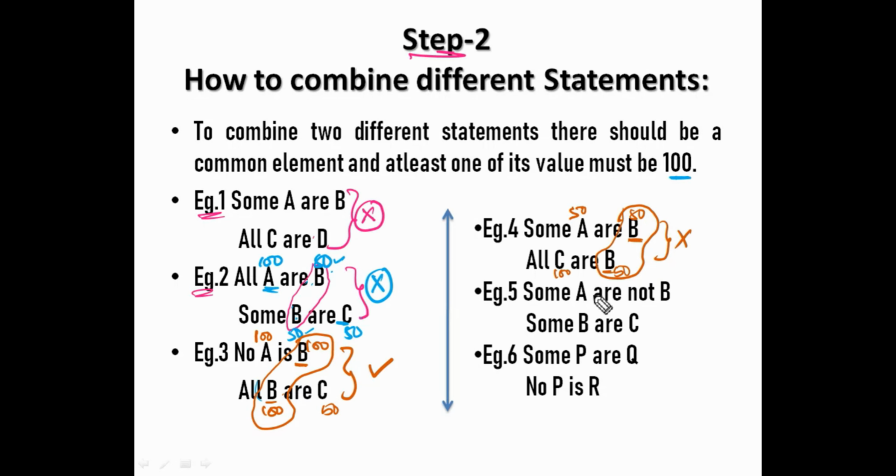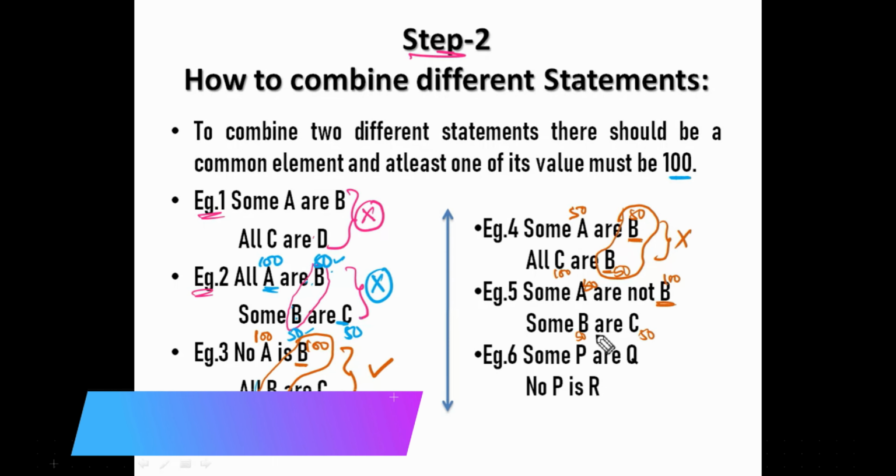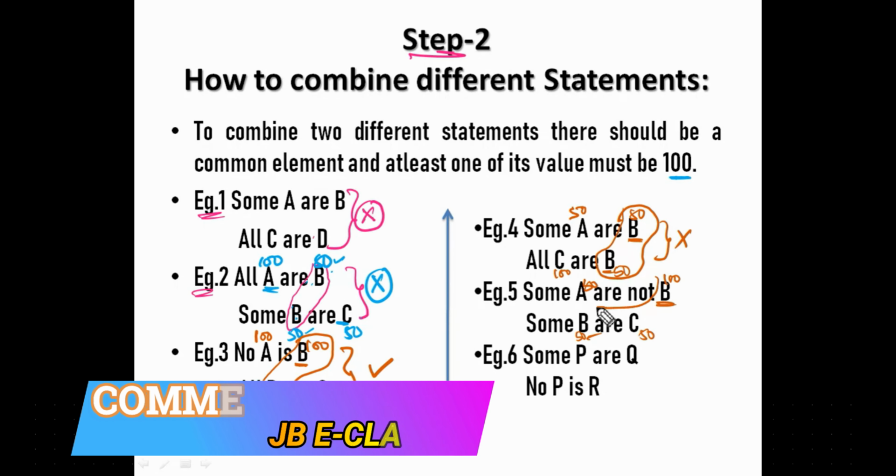See the fifth example. Some means 50 and 50, some not 50 and 100. What is the common element? B is the common element. At least one value is 100. Yes, one value is 100. So that's why we can combine these two.